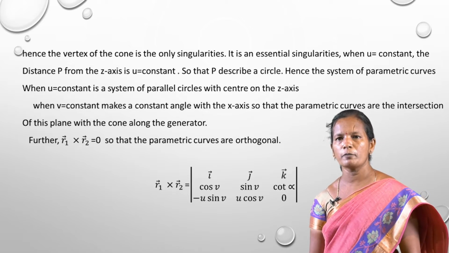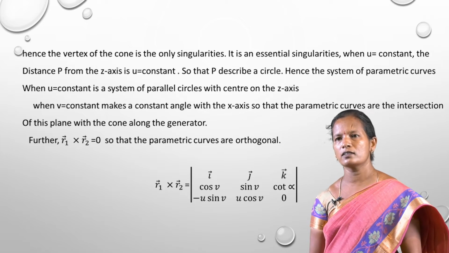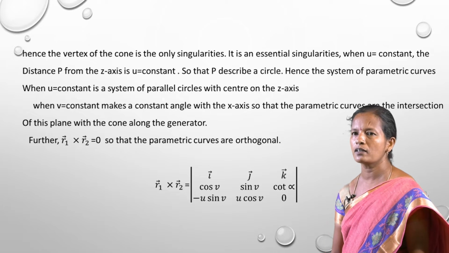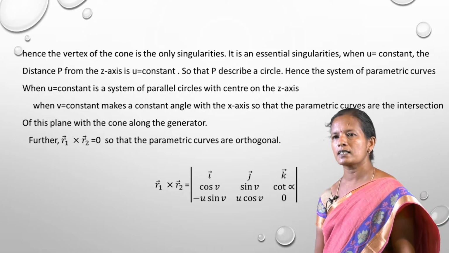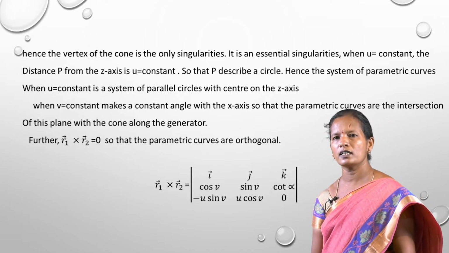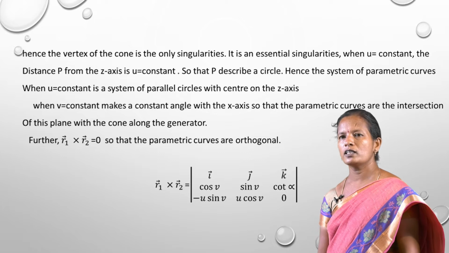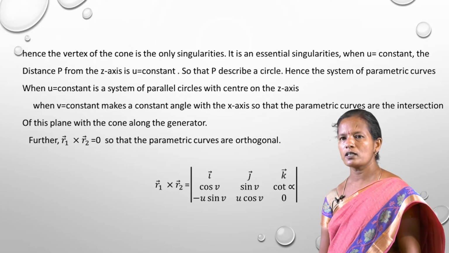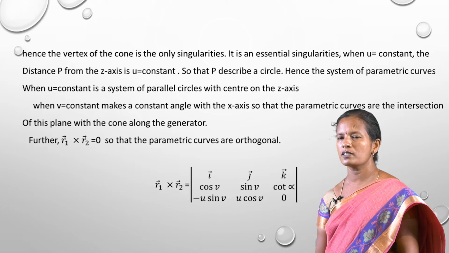Hence the system of parametric curves when u is equal to constant is a system of parallel circles with the center on the z-axis. When v is equal to constant, they make a constant angle with the x-axis, so that the parametric curves are the intersection of this plane with the cone along the generator. Further, R1 dot R2 is equal to 0, so that the parametric curves are orthogonal.